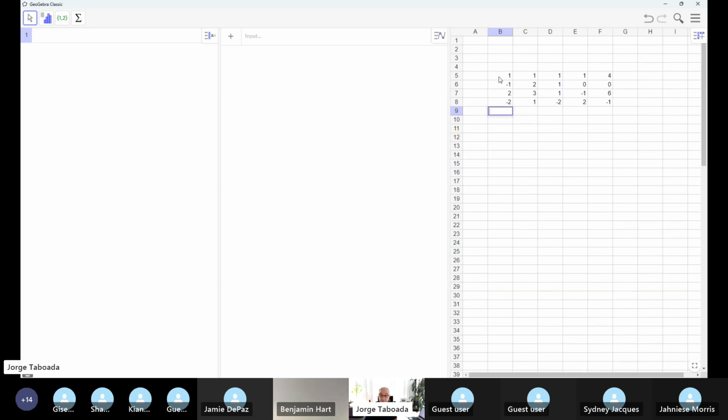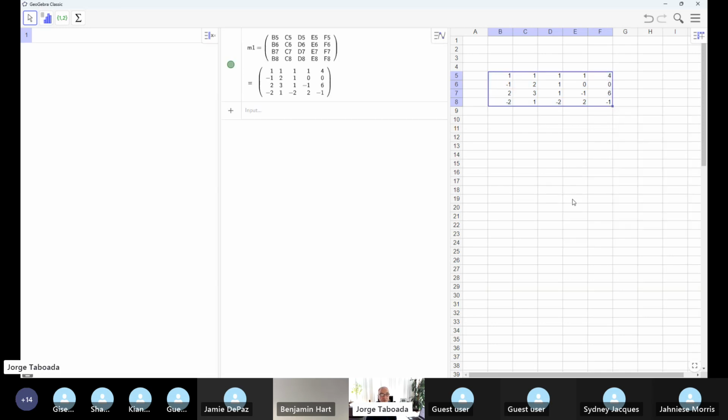Let me try. You select the numbers, right click, create matrix. Okay, one more time, I'm checking. It's okay, I suppose. Now you type again here, reduce the row echelon of the matrix N1.